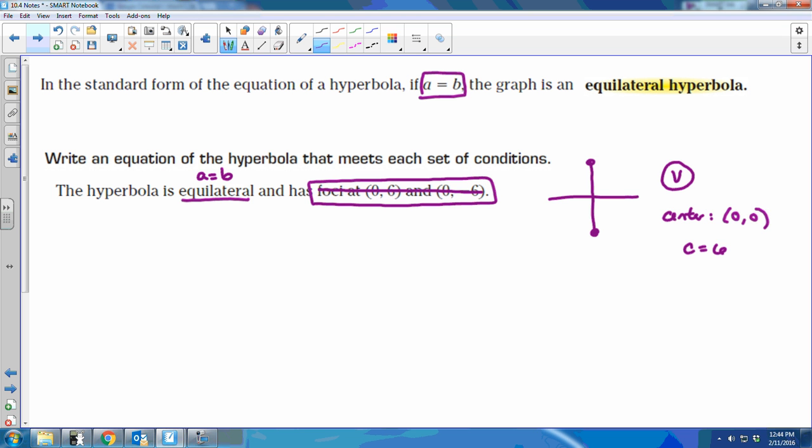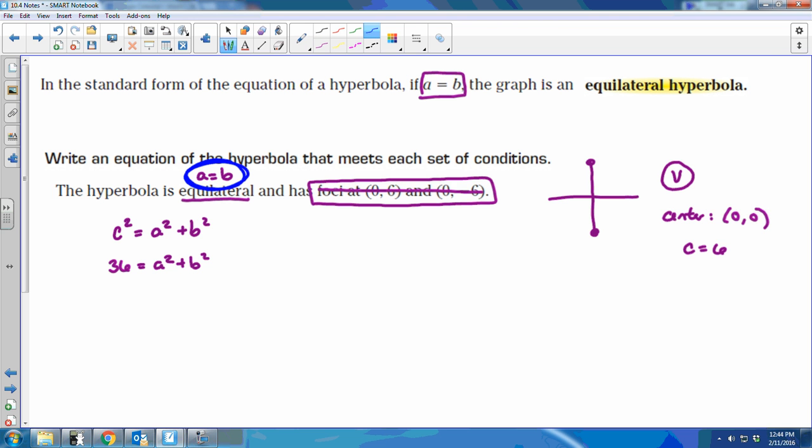Now, I have to have A and B still. I have that equation C squared equals A squared plus B squared. That exists. I know that 36 equals A squared plus B squared because C was 6. 6 squared is 36. So we know A equals B.